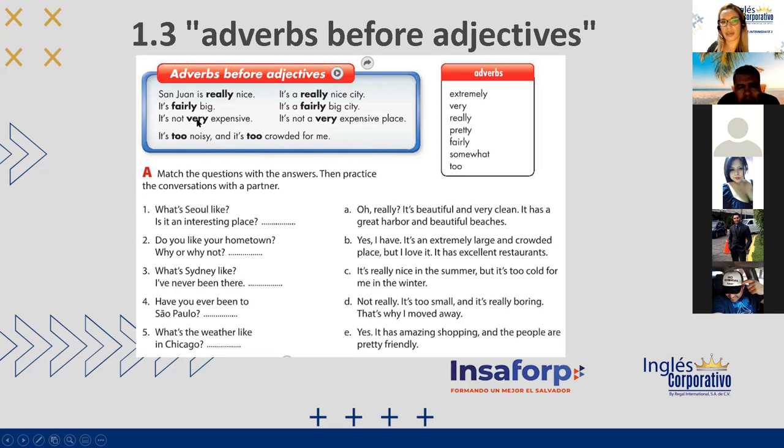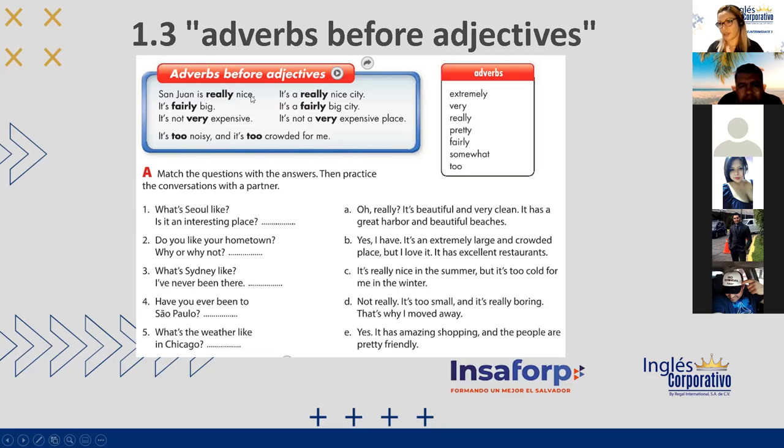It's not very expensive. Adjective, expensive. Adverb, very. It's too noisy and it's too crowded for me. Okay. Adverb, too. Adjective, noisy. Okay. It's a really nice city. It's a fairly big city. It's not very expensive place.